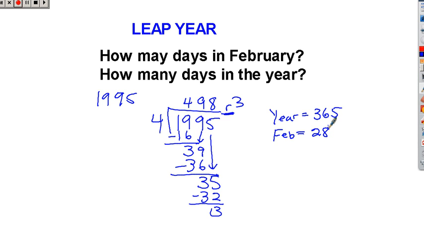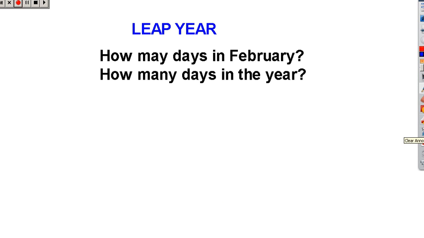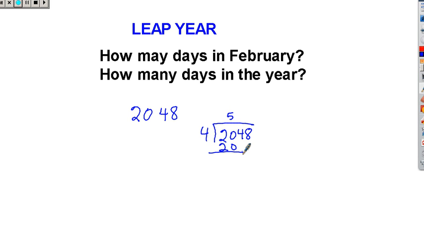All right, let's do one more example. Let's say they want to know in the year 2048. Is that a leap year? We have to figure out first of all, then we'll know how many days are in February, how many days are in the year. So remember, we take the year and divide it by 4. 4 goes into 20 5 times. 5 times 4 is 20. Subtract and get 0. Bring down the 4. 4 divided by 4 is 1.